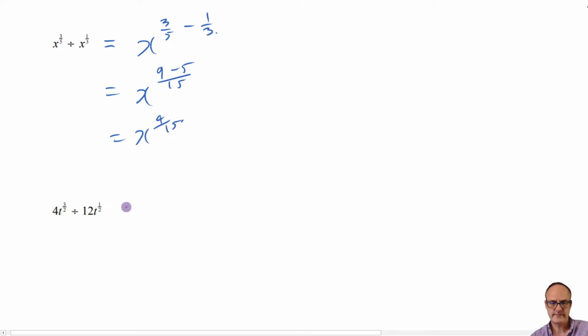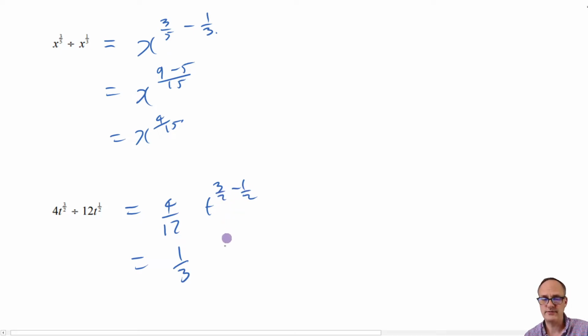4/15. On this one, divide the numbers, 4 divided by 12, and then we've got t to 3 over 2, and then we're going to divide, we must subtract the indices, so it's minus 1/2. So this is just equal to 1/3. And if you subtract a half from 1.5, obviously you get 1. So t to the 1 is just t.